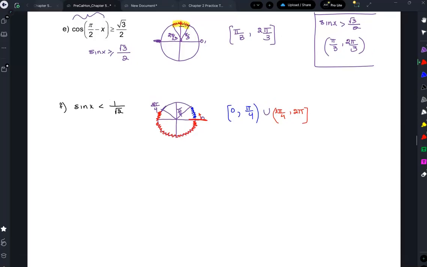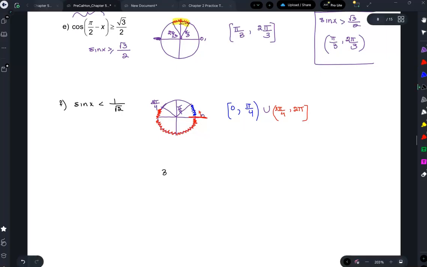So many times I will have students on a test say, oh, it's from 3 pi over 4 to pi over 4, right? Like that. No, you can't say that, right? That's so wrong. You can't say that. That's wrong. Okay.